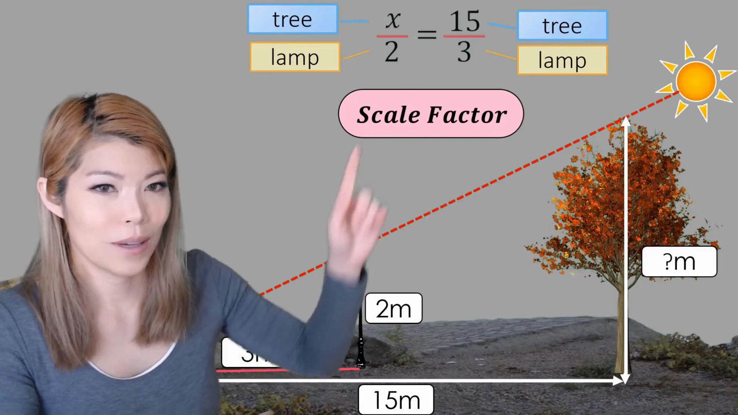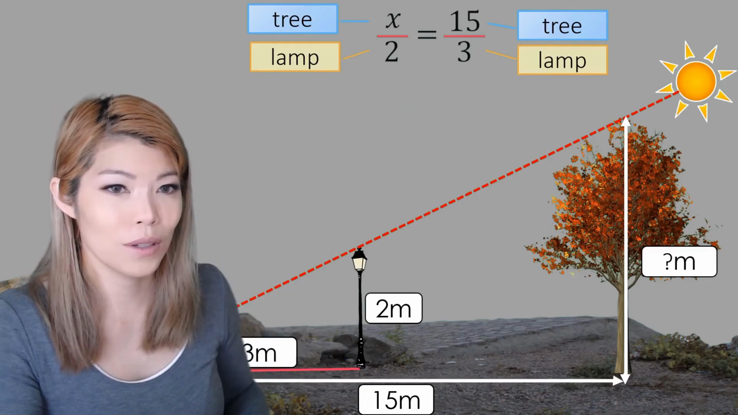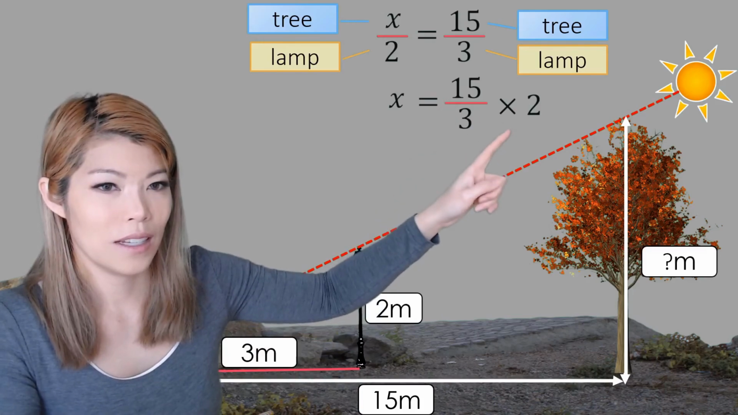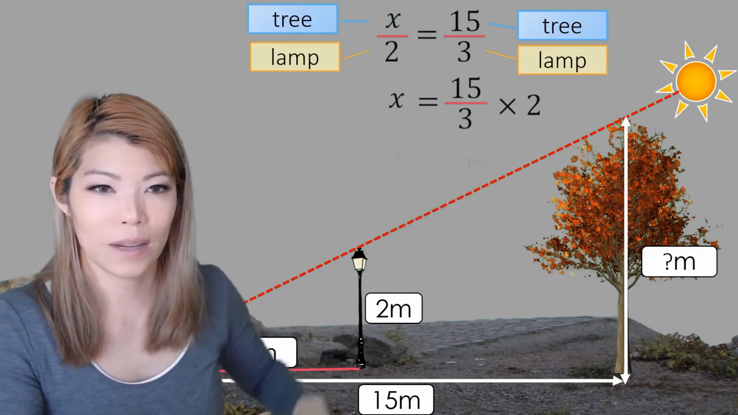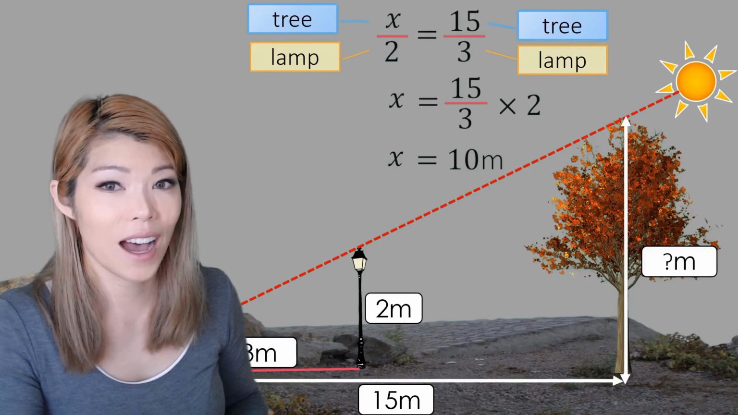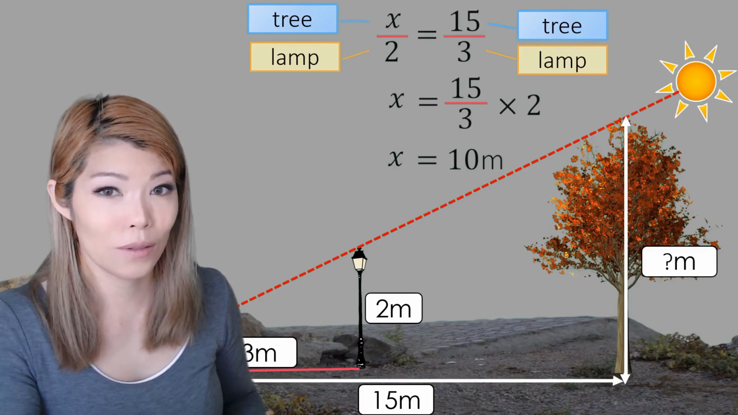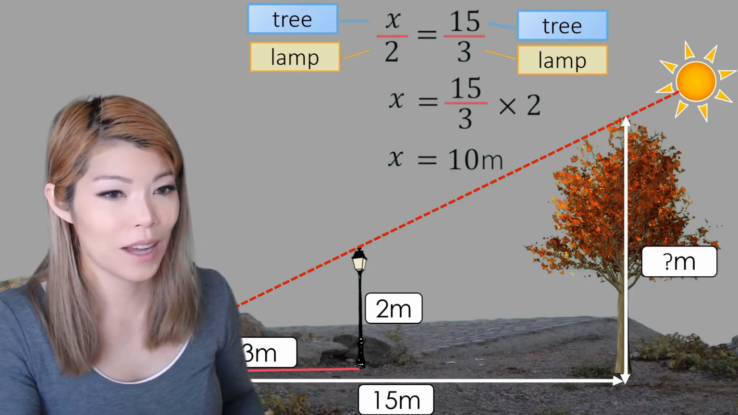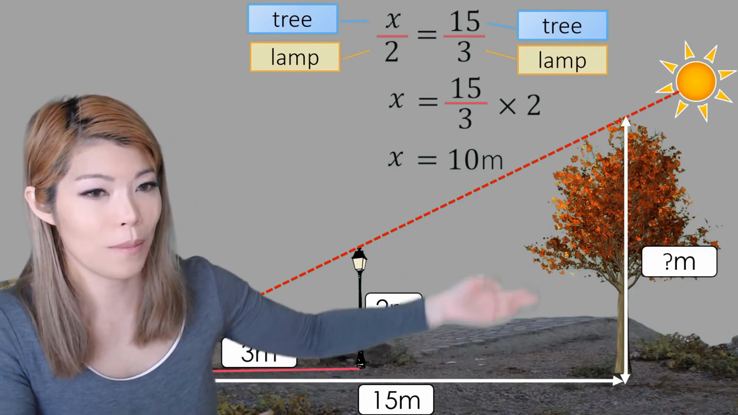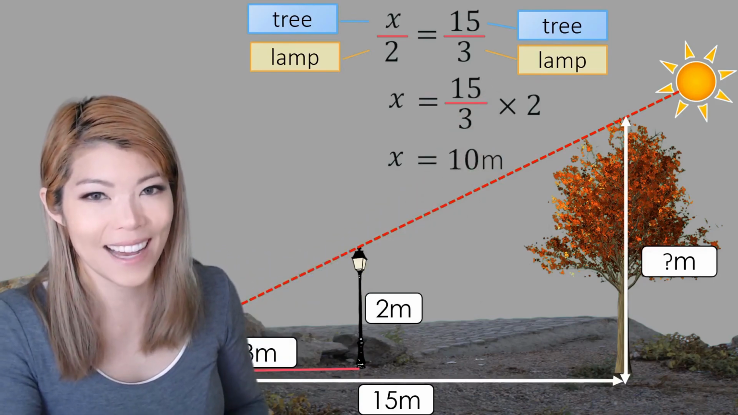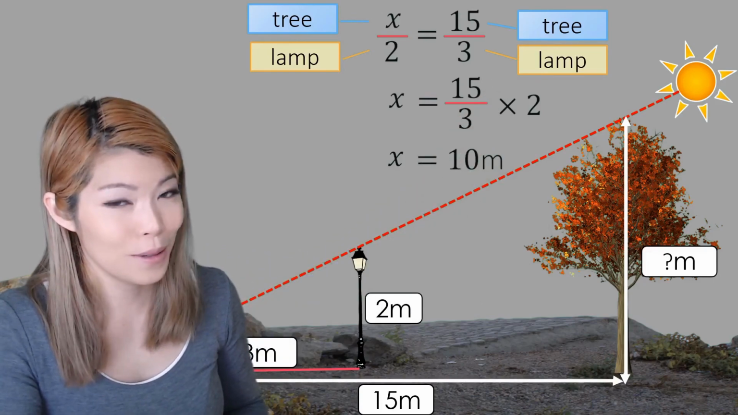So now what's the opposite of dividing by 2? We have to multiply the other side by 2. Now 15 over 3 is 5. 5 times 2 is 10 meters. So the height of the tree is 10 meters. So with this in mind, we now know how to measure how tall something is, even though we can't reach the top of it. How awesome is that? So maths is pretty cool.